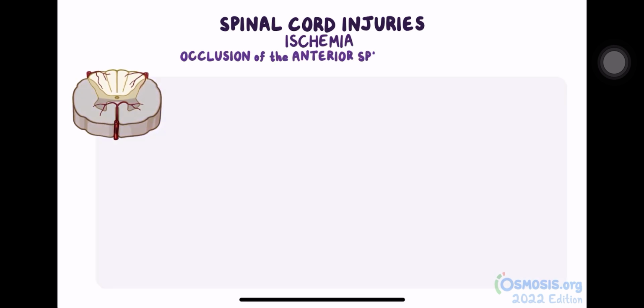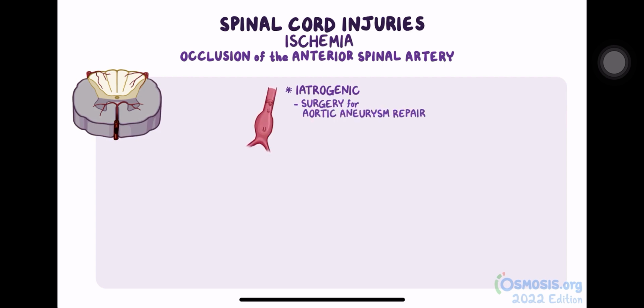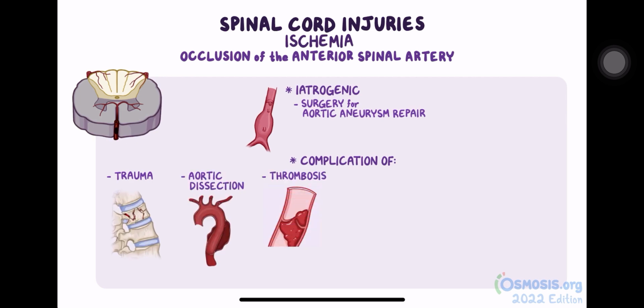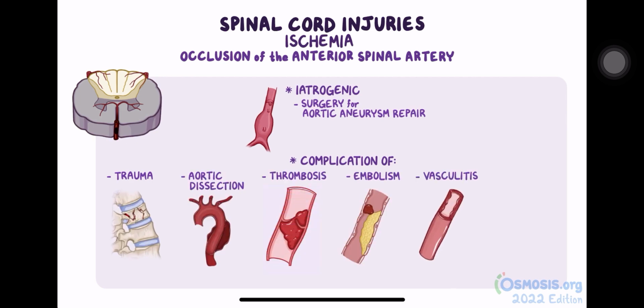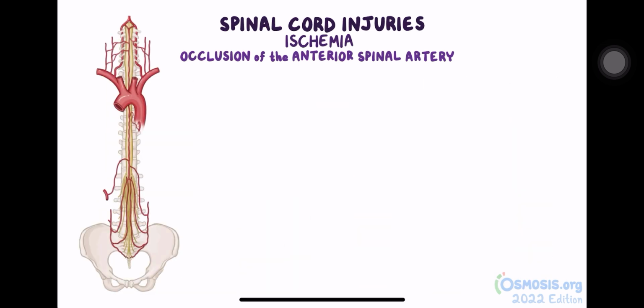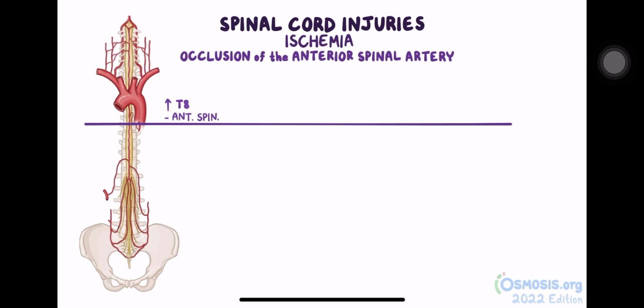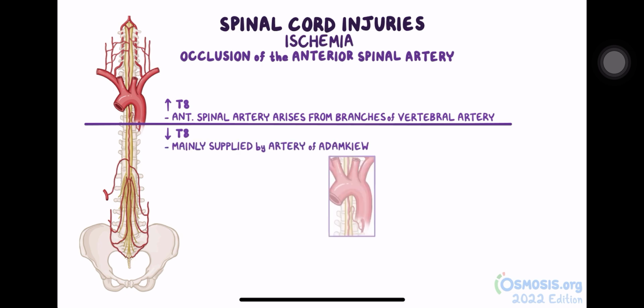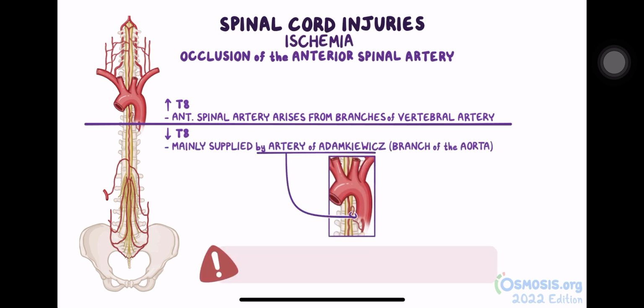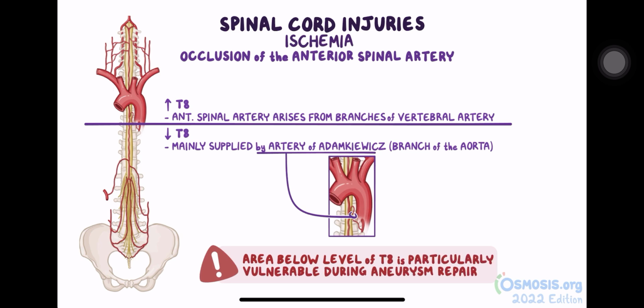Occlusion of the anterior spinal artery can be iatrogenic, such as during surgery for aortic aneurysm repair, or it may also occur as a complication of trauma, aortic dissection, thrombosis, embolism, vasculitis, and severe hypotension. Normally, above the level of T8, the anterior spinal artery arises from branches of the vertebral arteries, while below the level of T8, it's mainly supplied by the artery of Adamkiewicz, which is a branch of the aorta. This means the area below the level of T8 is particularly vulnerable during aneurysm repair.